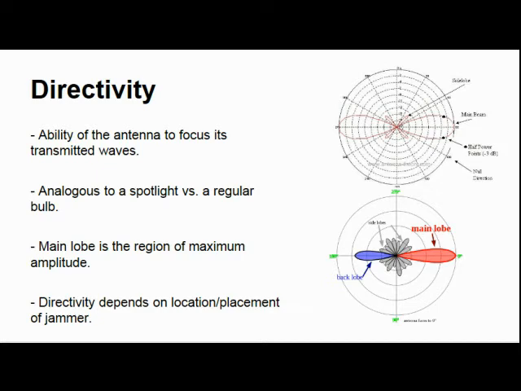where you have your main lobe, which is where the majority of the transmitted waves are. Then you also have your half power points. This corresponds to the 3 dB line, which is shown on the previous slide over here.